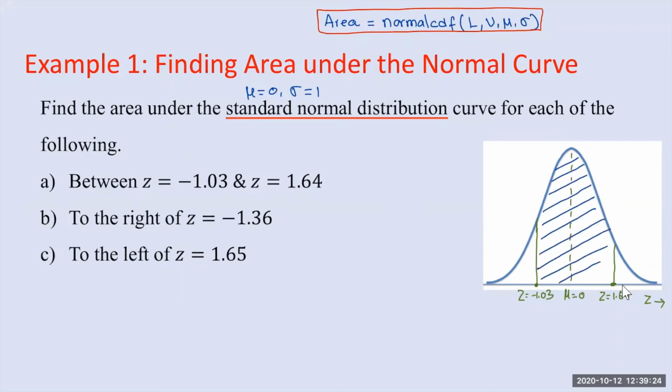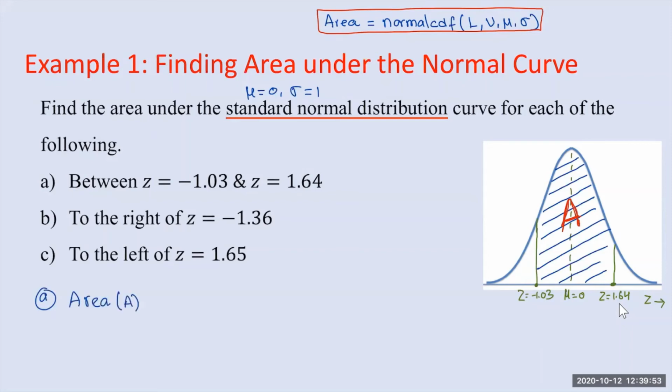Between these two values. So we want to find that shaded area. Let me write A for that area. We want to find that area A between z equal to negative 1.03 and z equal to 1.64. So what do we do in our calculator in order to find that area?